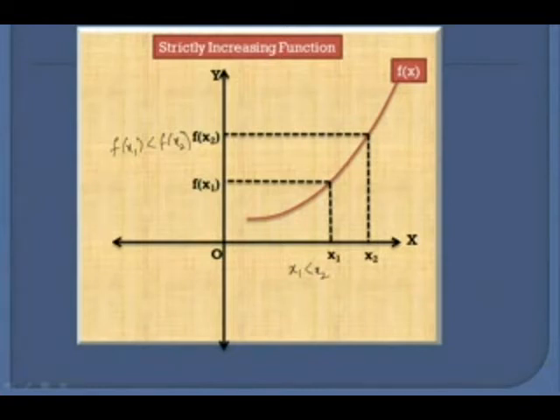Now if I take any point in between these 2 points, let us say that this is x3, then we clearly see that f(x1) is less than f(x3), and that is less than f(x2). So for a strictly increasing function we have this nature, that is, it is increasing constantly throughout its domain.